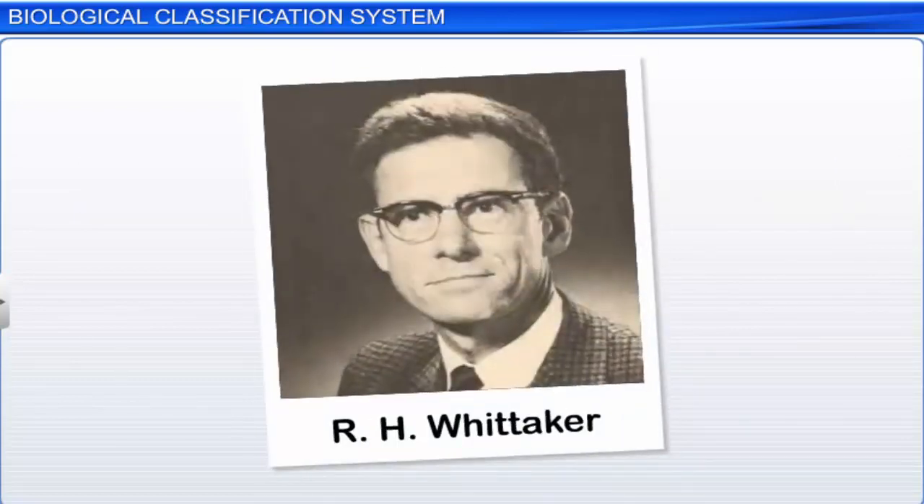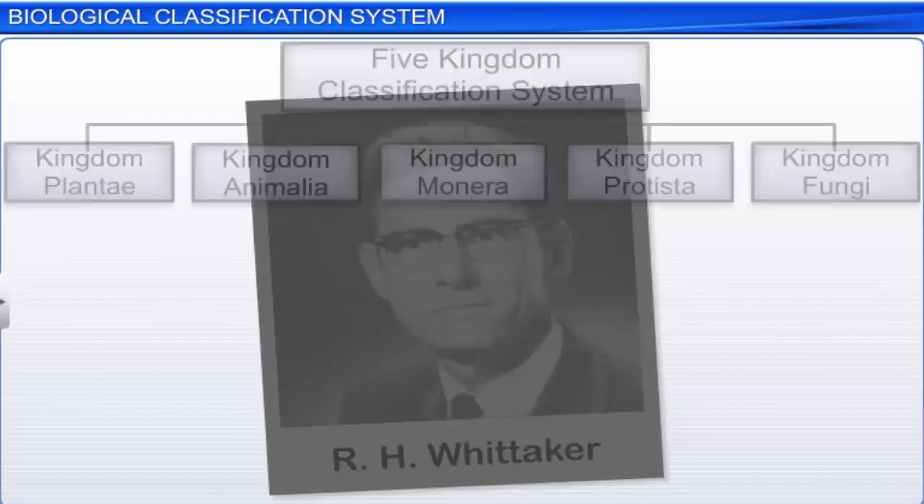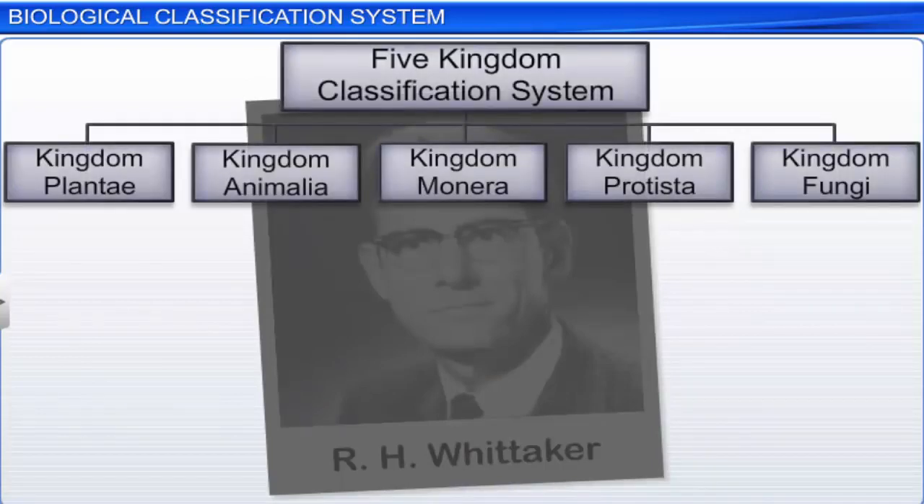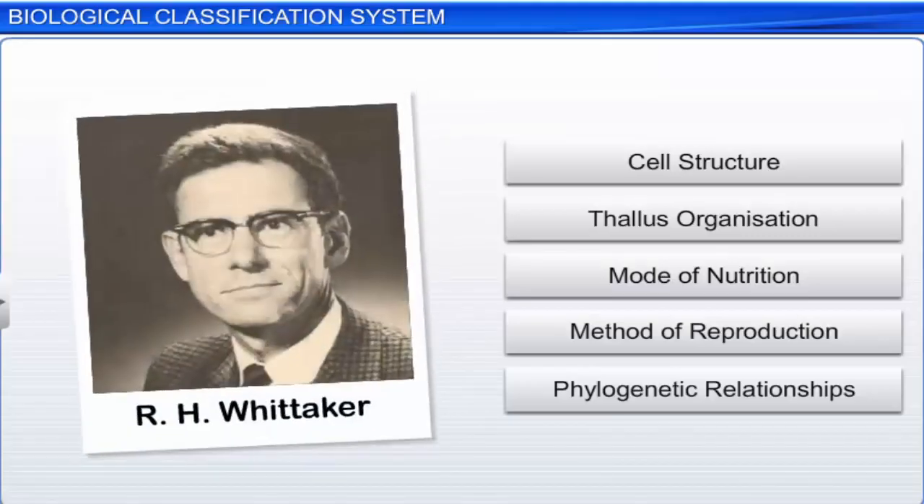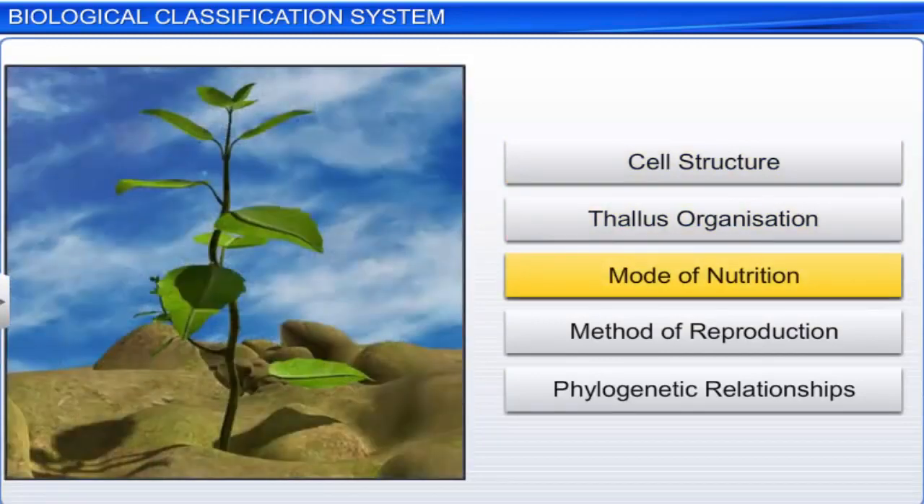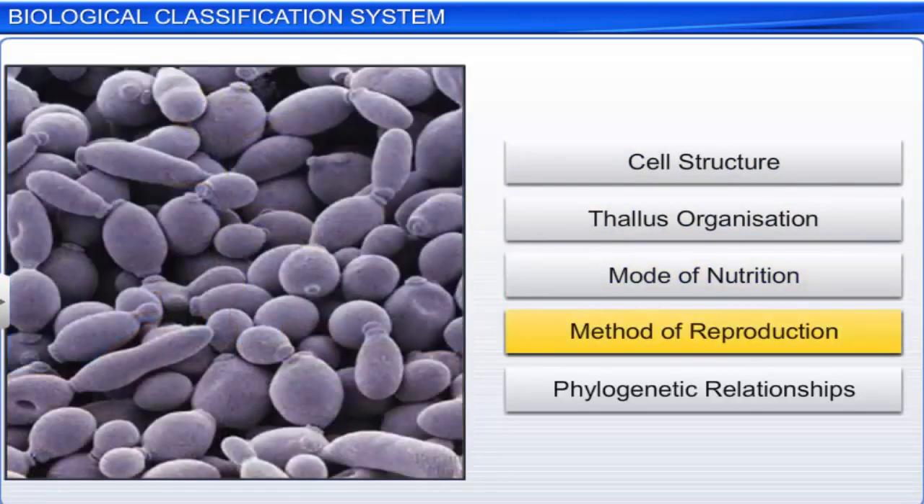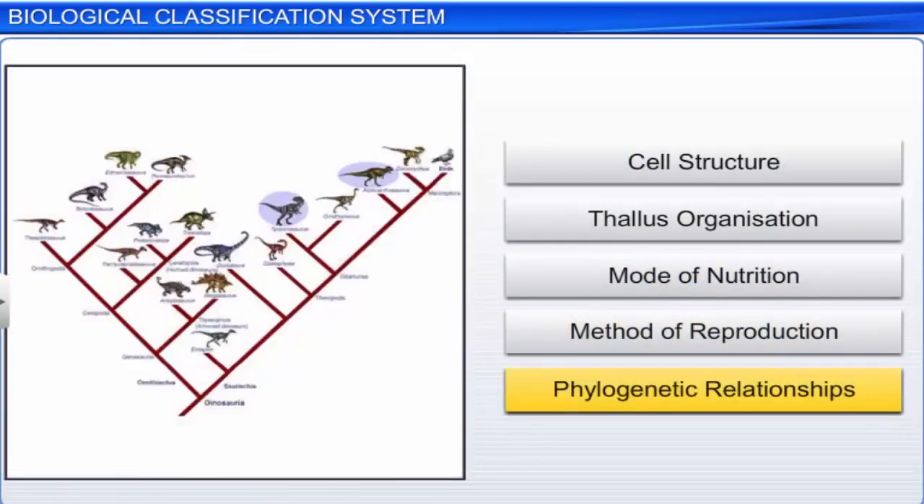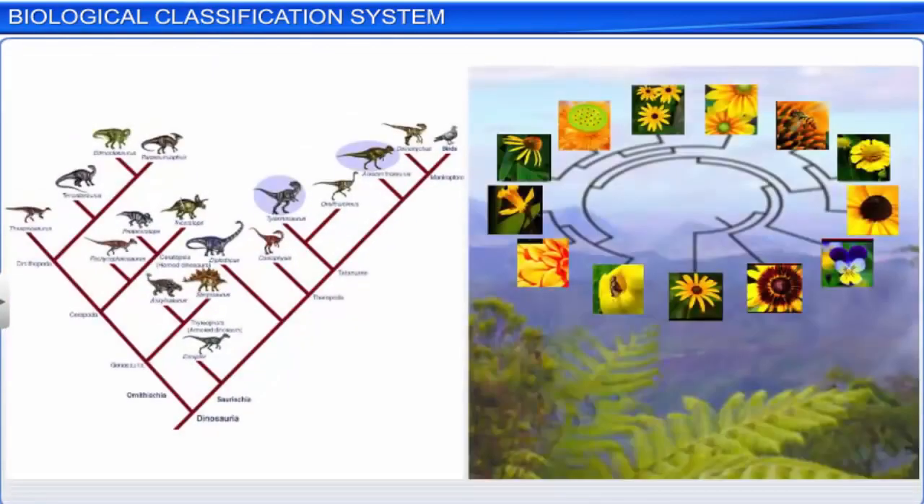In 1969, R. H. Whittaker proposed a five-kingdom classification system where three more kingdoms, Monera, Protista, and Fungi, were added to the existing kingdoms of Plantae and Animalia. The main criteria that Whittaker used for this classification system were cell structure, thallus organization, mode of nutrition, methods of reproduction, and phylogenetic relationships. Phylogenetics is the study of evolutionary relatedness among various groups of organisms.